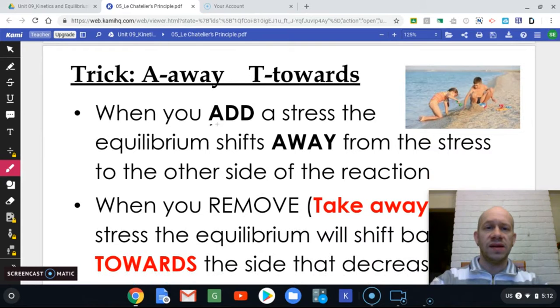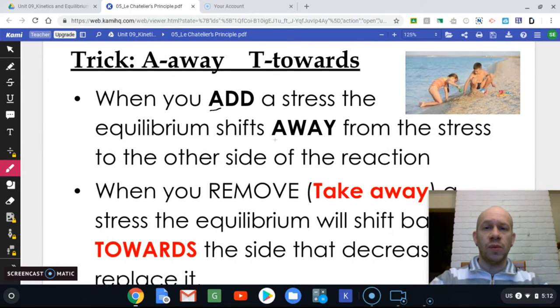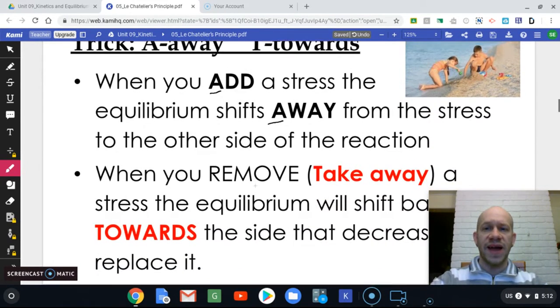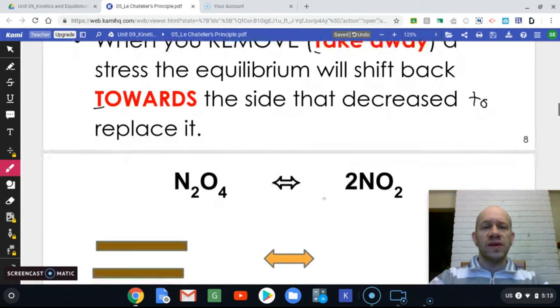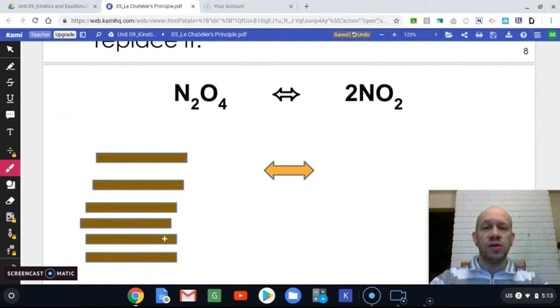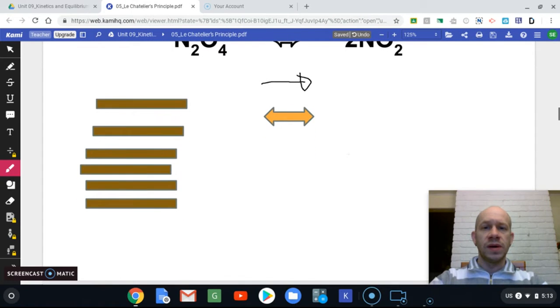So when you add a stress, the equilibrium shifts away from the stress to the other side of the reaction. When you remove or take away a stress, the equilibrium will shift back towards the side that decreased to replace it. So for example, if I add a whole bunch of N2O4, my equilibrium is going to shift away, and I'm going to add more of what's on the other side. And this will decrease. So this will go down while these will go up.